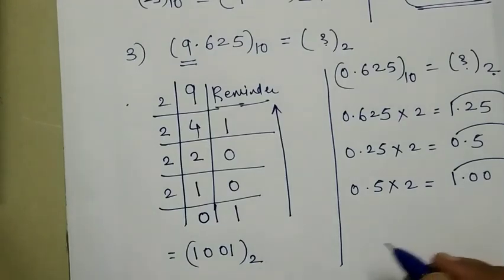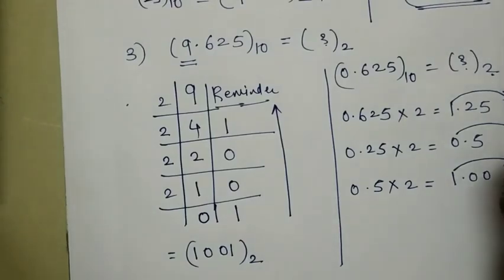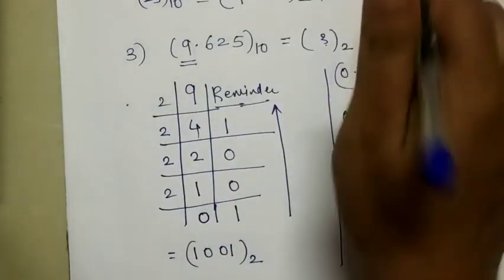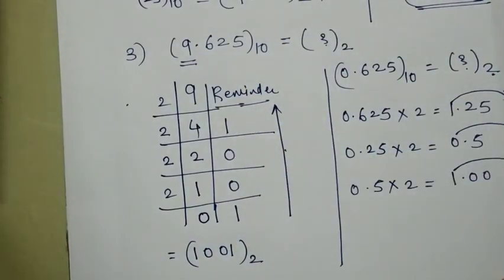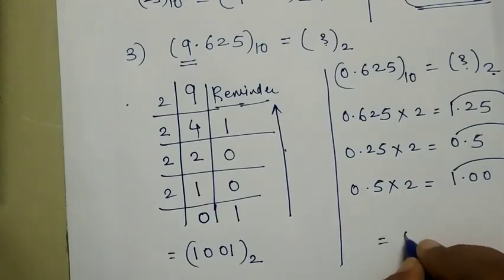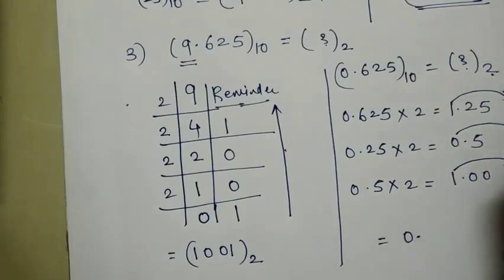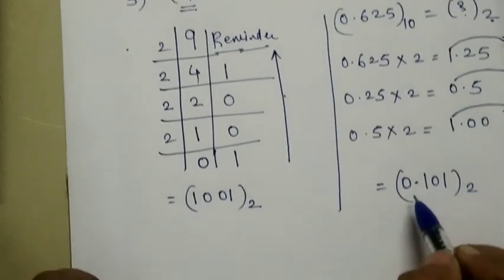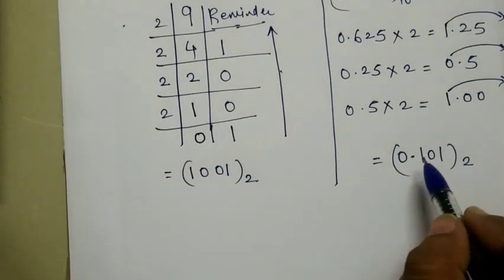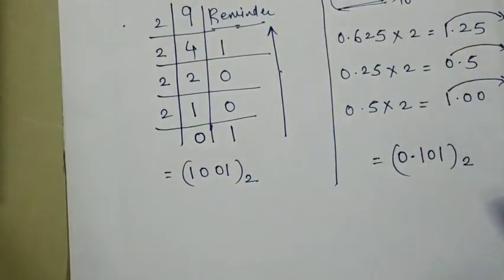Now this time we have to consider these carries. This is nothing but our carry. Carry in forward direction. Okay? In the previous case we considered the remainders in reverse direction, but here we have to consider the carries in forward direction. So what is the answer? 0.101 to the base 2. Now this is our answer for the fractional part 0.625.